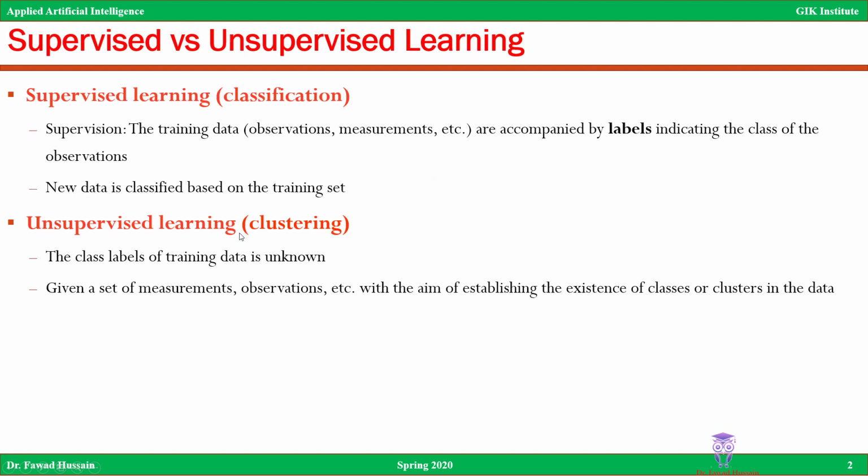In the case of unsupervised learning, which is also known as clustering, the class label of the data is missing, so this is unknown. So if we have a set of measurements or observations, we look at this with the aim of establishing the existing classes or clusters in the data. We don't have training data to look at, but we take the data itself to form groups or find any patterns inside that data. So the rest of this lecture is going to be on unsupervised learning.